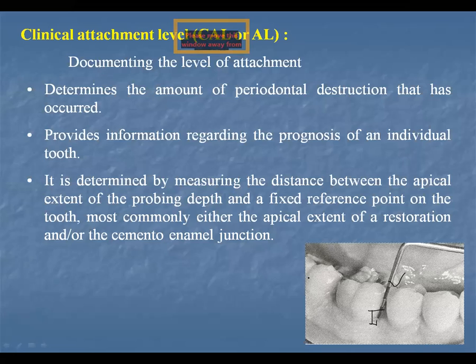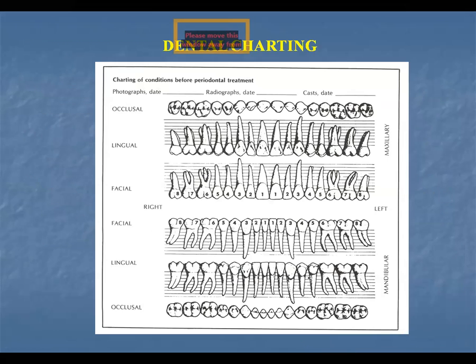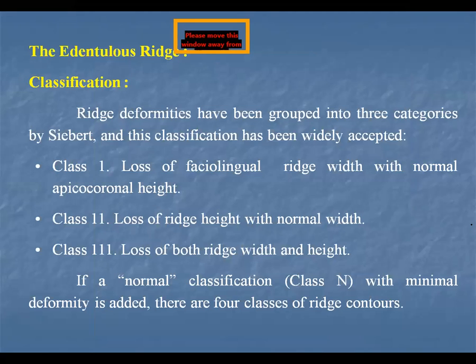First we have to check the probing depth of the gingival sulcus, and a fixed reference point should be marked on the tooth surface. So we have to measure the distance from the CEJ. Again, we have the charting for the occlusal conditions and the periodontal ligament also. We can individually do the charting for each tooth surface. Both can be done.